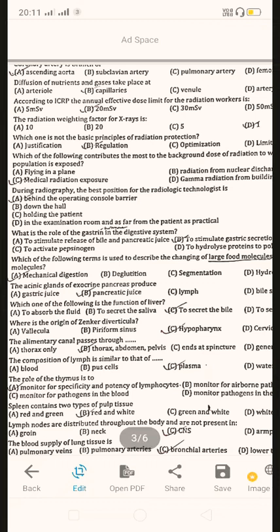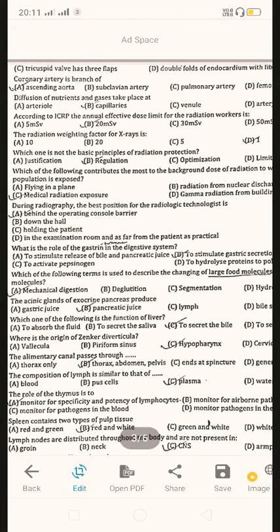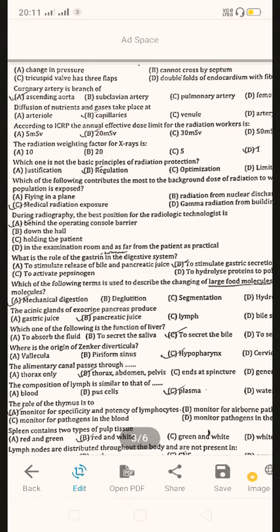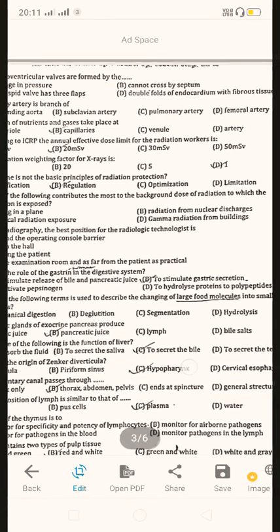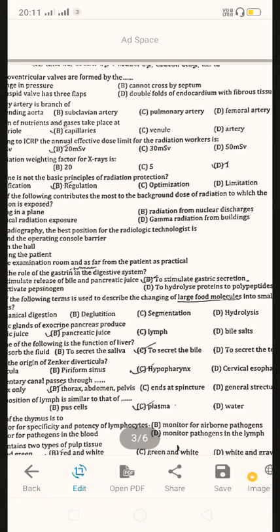According to ICRP, the annual effective dose limit for radiation exposure, a very important question, is about 20 millisieverts. It is the same 20 millisieverts according to AERB, the Atomic Energy Regulatory Board, and ICRP, the International Commission on Radiological Protection. So both are the same, 20 millisieverts. The 30 millisievert option is like a purchase of the NCRP, but the correct answer will be B, 20 millisieverts. The 50 millisievert option is according to NCRP.